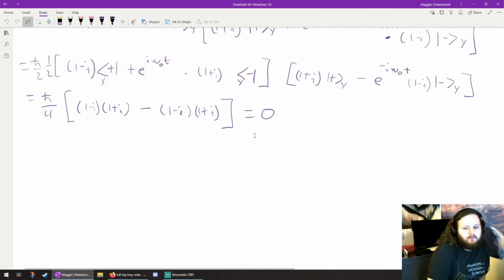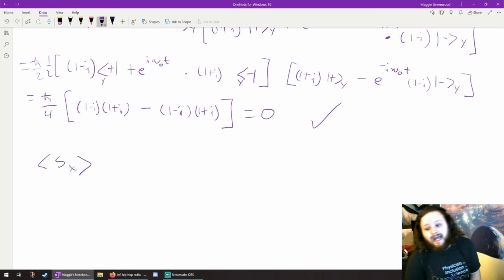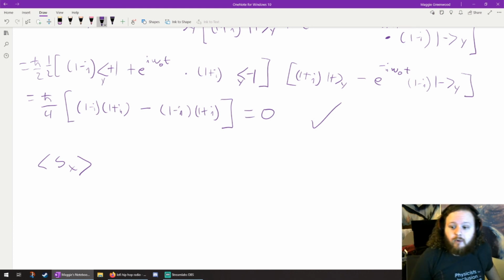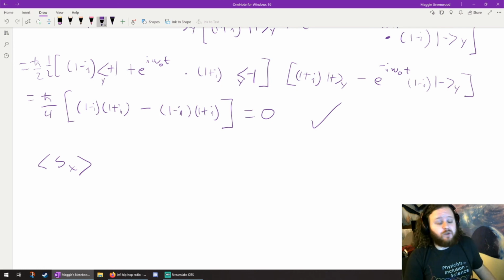Okay, let's do the other one. So yeah, this checks out for all the reasons that I just said. So let's do the other one. This is the one I'm much more interested in. Sx, remember, was the operator corresponding to the initial state that we were given, right? We were given the state minus x as our initial state. And so calculating this thing as a function of time might lead to some pretty interesting results.